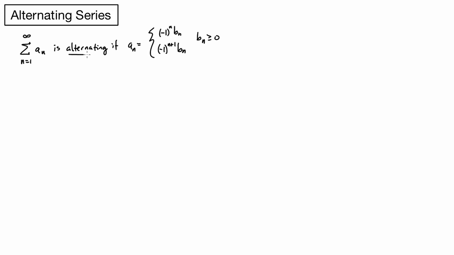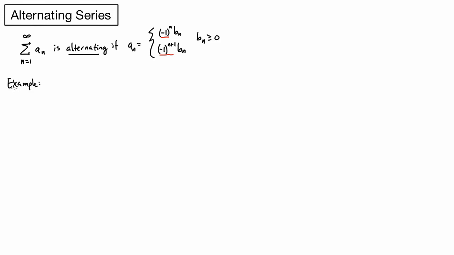So a series is alternating essentially if you see either one of these two terms as a part of the series. And I can have other powers besides n and n plus 1, but those are the typical powers that we use. So here's an example.